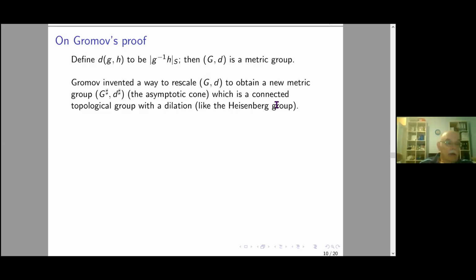Now, if you take all the dots on this line and you keep on making the dots get closer and closer together, then in the end, you end up getting something that looks like a whole straight line. And Gromov's process is to take a much more complicated system of dots and to rescale them and to get a rather more complicated limit, which turns out to be a topological group with a dilation.